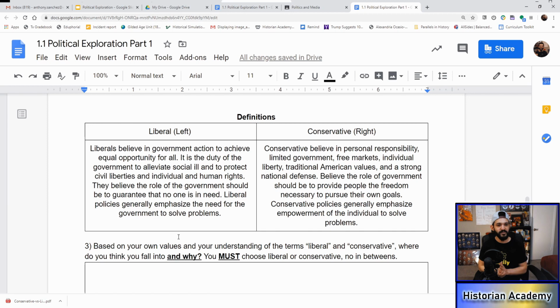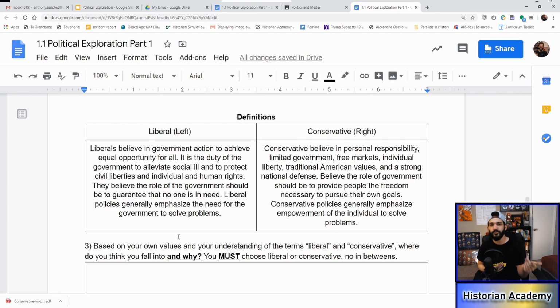Liberal policy generally emphasizes the need of the government to solve problems, so the government is actively involved in the economy and in the social lives of people. Now, conservatives, the right, believe in personal responsibility, limited government, free markets, individual liberty, traditional American values, and a strong national defense. They believe the role of government should be to provide people the freedom necessary to pursue their own goals. Conservative policy generally emphasizes empowerment of the individual to solve problems.